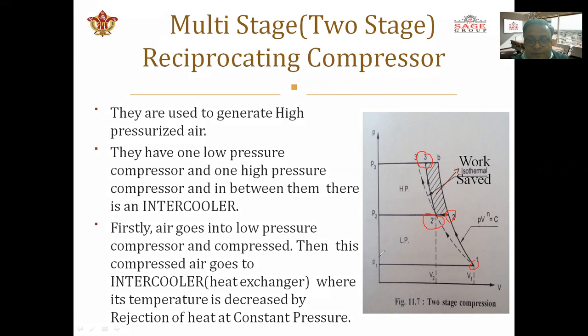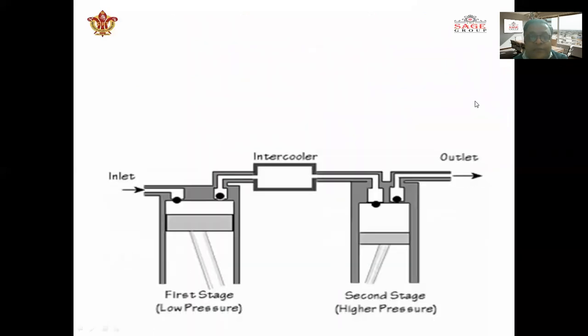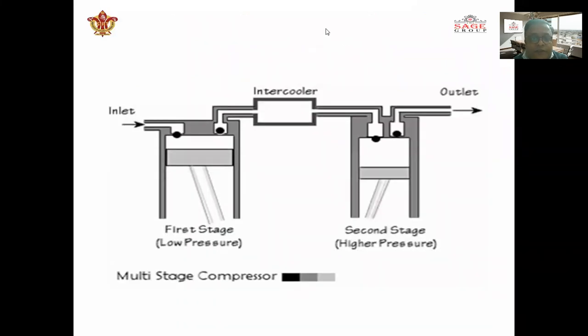So this is the pressure condition where the compression starts taking place: pressure P1. P2 is where the intercooling is done, and P3 is the pressure where the final delivery of the air takes place at the discharge side or the desired place. So this is the diagram where the compression is done.